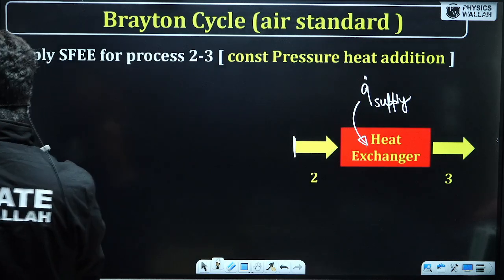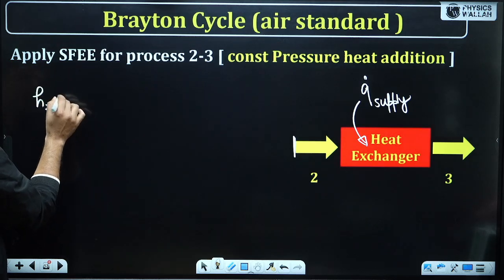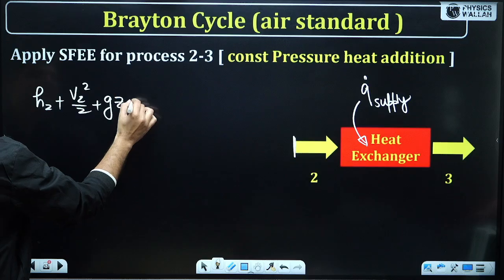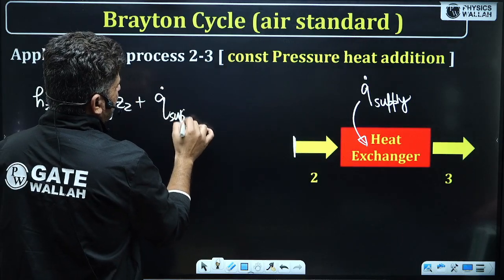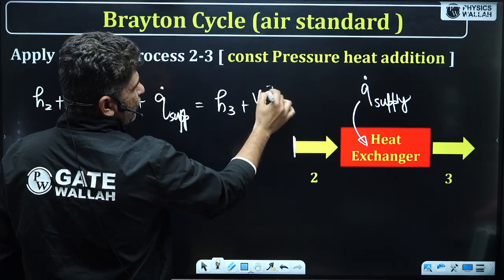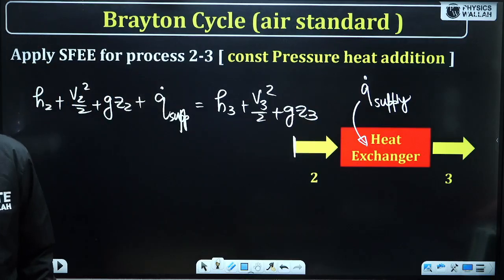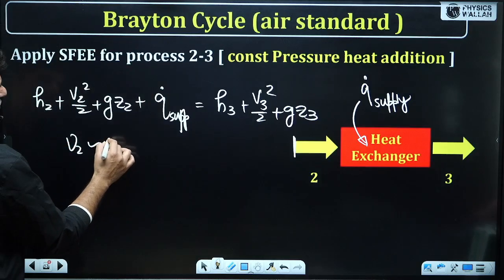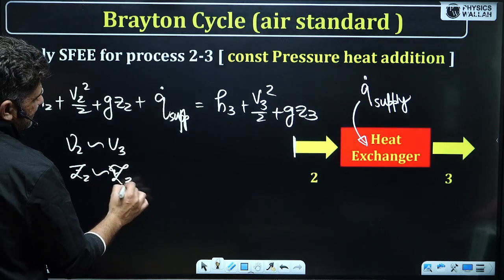So can I use the steady flow energy equation over here? Using the steady flow energy equation, can I write H2 plus V2 square by 2 plus Z2 plus Q dot supply, that will be equal to H3 plus V3 square by 2 plus Z3. Okay. And we again assume that V2 is almost equal to V3 and Z2 is almost equal to Z3.